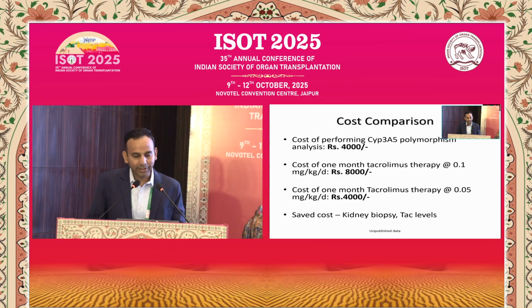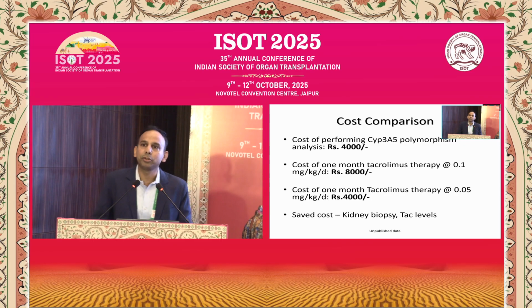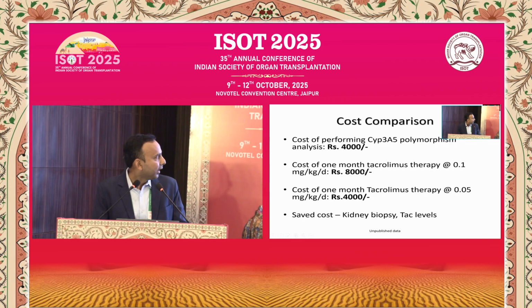And as we discussed, if we start tacrolimus at a dose of 0.1 mg per kg, the average cost per month of therapy is around 8,000 rupees. And if we are sure that this is a non-expressor patient and we can safely start the tacrolimus at 0.05 mg per kg per day, we recover the cost of doing the analysis in just 1 month of therapy. And what we save more is the cost of doing a kidney biopsy, and the cost of doing repeated tacrolimus analysis.